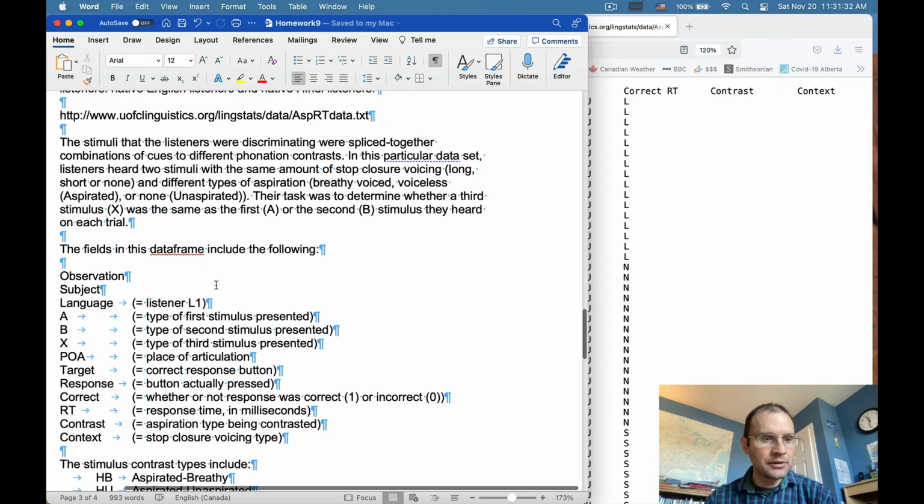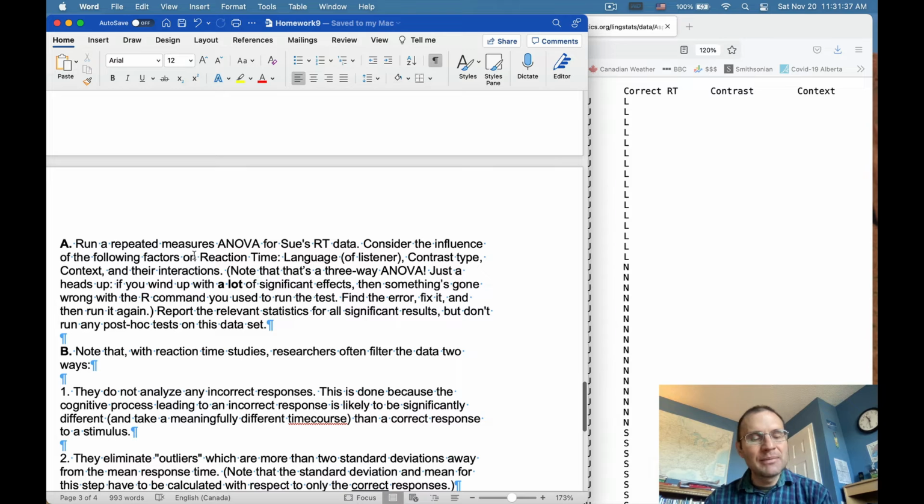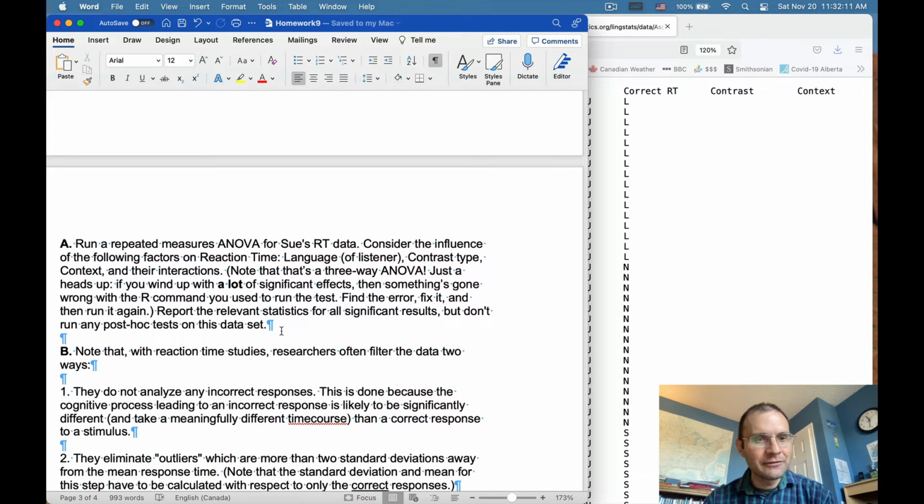And so what I want you to do after having walked through all of this is, number one, run a repeated measures ANOVA for the RT data. So you're going to wind up getting more than one repetition of these individual pairings of aspiration types. You're going to get them across different places of articulation, and then you wind up getting them a couple of times for each pairing. So here's the LU and LB combo again with a different sort of X comparison there at the end as well. So run a repeated measures ANOVA for the RT data.